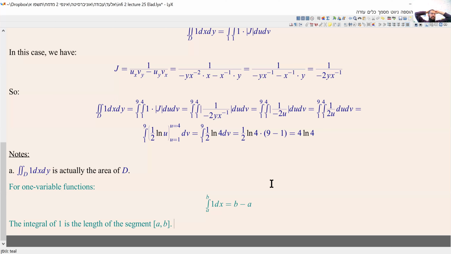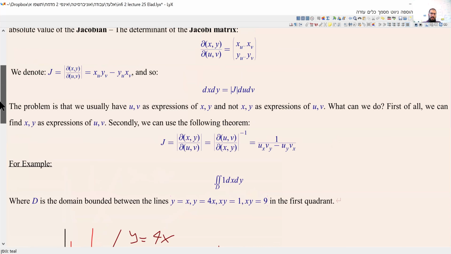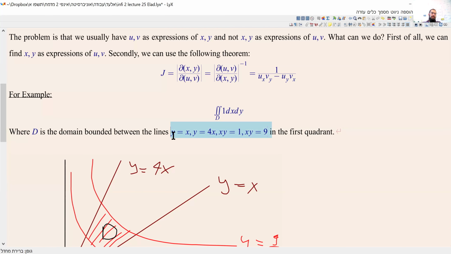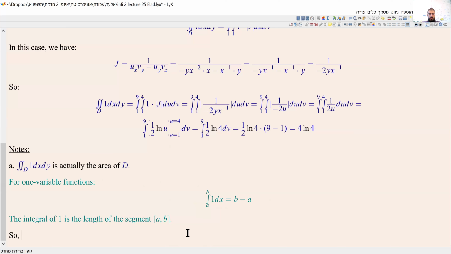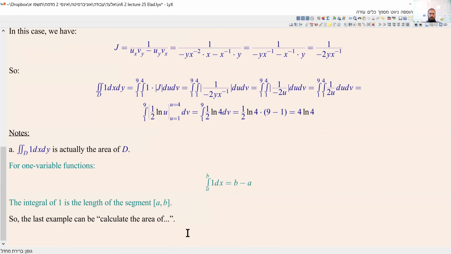So the integral of 1 is actually the area of this. So this question can be asked as calculate the area of the domain bounded between blah blah blah. So the last example can be asked: calculate the area of blah blah blah. So that's one note I wanted us to note.